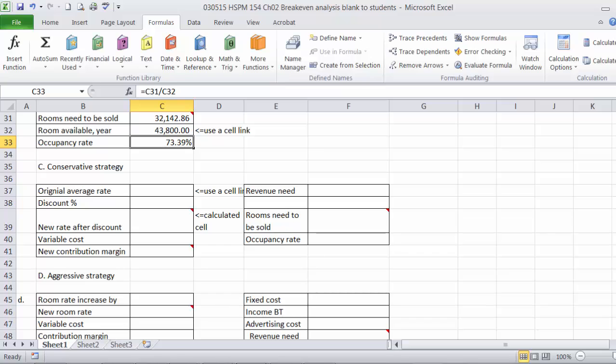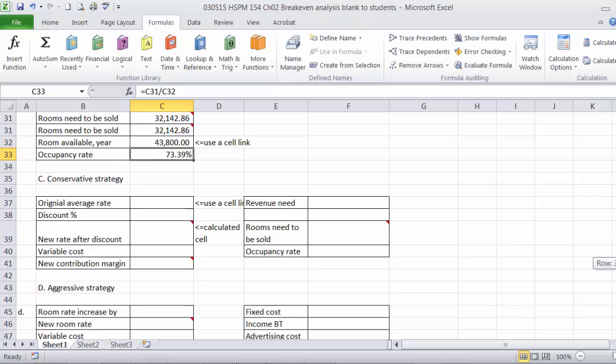So question number C. All right. Calculate the occupancy percentage necessary to provide an operating income before tax of $2.5 million if the average room rate was reduced by 5%. Okay. So that is, we reduce the room rate, right? And we want to boost occupancy to sell more rooms. So how many more rooms do we need to sell? All right. So how do we do this?